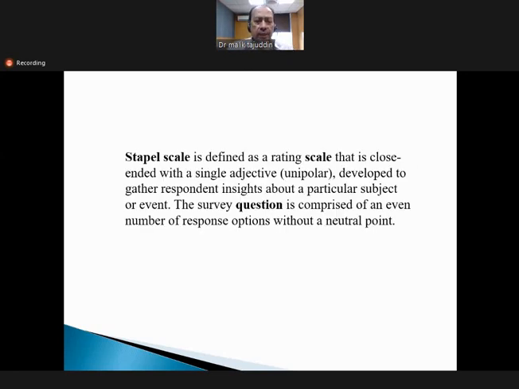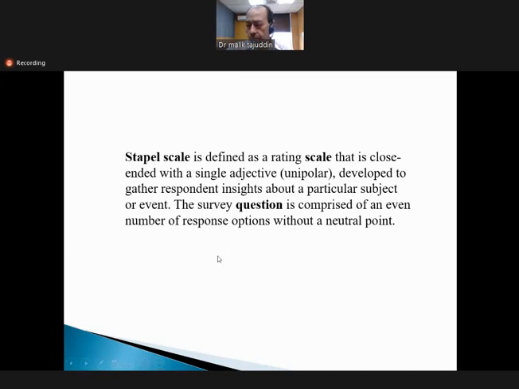A staple scale is defined as a rating scale, and it is a closed-ended question with a single adjective, unipolar, to gather respondent insight about a particular subject or event. The survey question is comprised of an even number of response options without a neutral point. In the previous options that you saw, I had given a response, neither agree nor disagree. This is the neutral point. And this neutral point is not there.